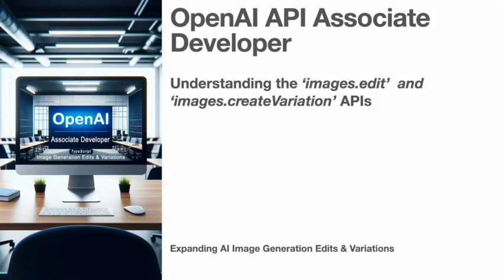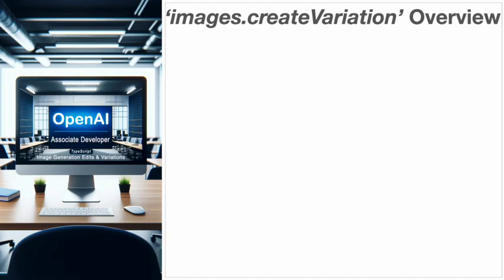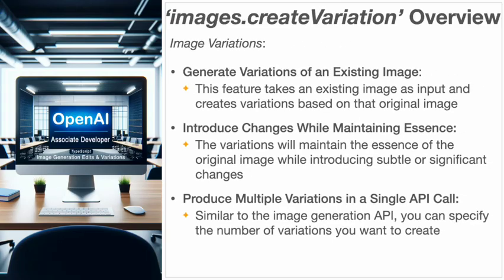Welcome back to the OpenAI Associate Developer course. In this section, we're going to explore the image variation and editing capabilities provided by the OpenAI Images.edit and OpenAI Images.createVariation APIs. The OpenAI Images.createVariation API provides functionality which allows you to generate variations of an existing image.